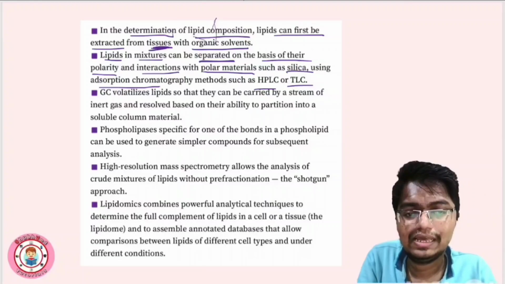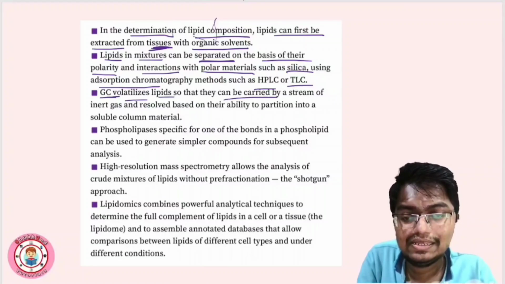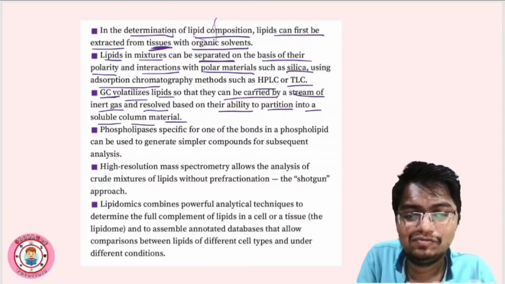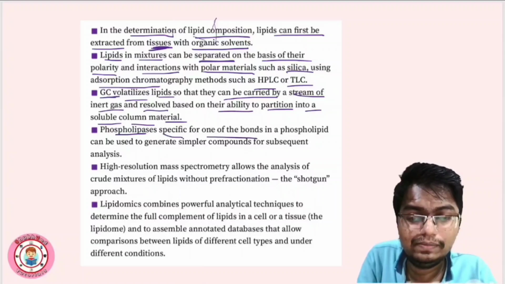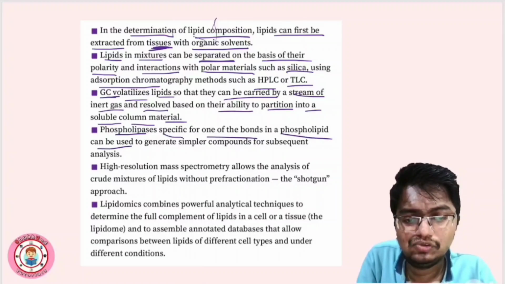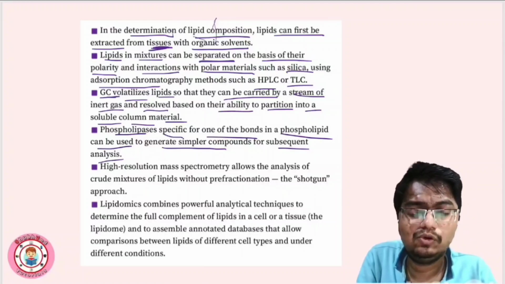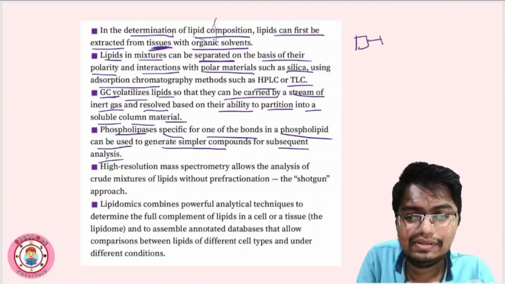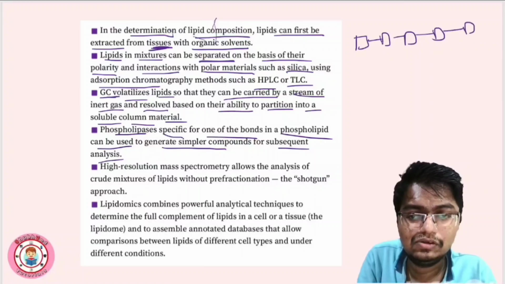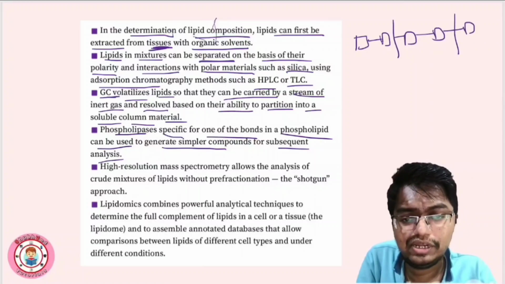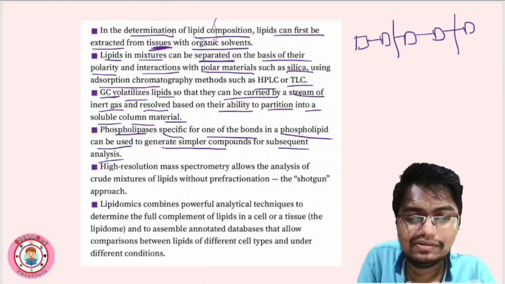Same with lipids. GC, that is gas chromatography, volatilizes lipids so that they can be carried by a stream of inert gas and resolved based on the ability to partition into a soluble column material. Phospholipase is specific for one of the bonds in a phospholipid and can be used to generate simpler compounds for subsequent analysis. ओके, अब इस फॉस्फोलिपेजेस जो स्पेसिफिक है उनको हम यूज़ कर सकते हैं. वाई सो? इसलिए लॉन्ग चेन फॉस्फोलिपिड है, तो इसे हम शॉर्ट चेन में कन्वर्ट कर सकते हैं बाय फॉस्फोलिपेज.